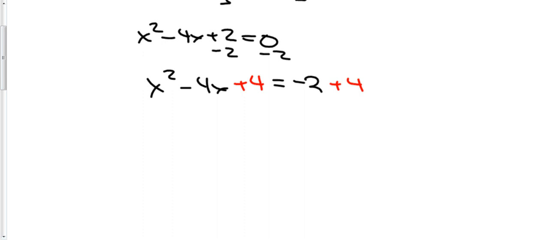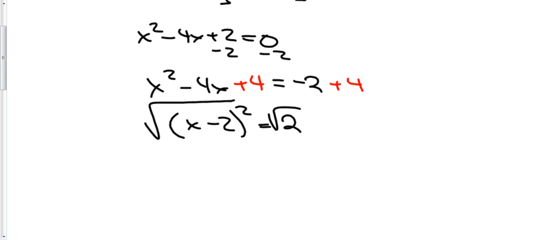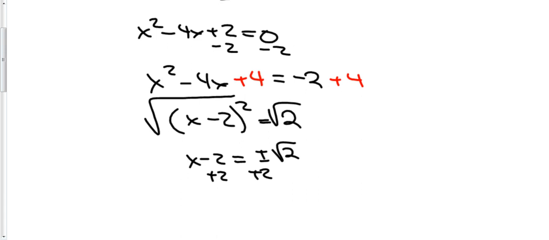Okay? Factoring my trinomial gives me x minus 2 squared is going to be equal to 2. Negative 2 plus 4. Okay? Take the square root of both sides, and we now have x minus 2 is going to equal plus or minus the square root of 2. Okay? Can't simplify that at all, which is okay. And I add 2 to both sides.